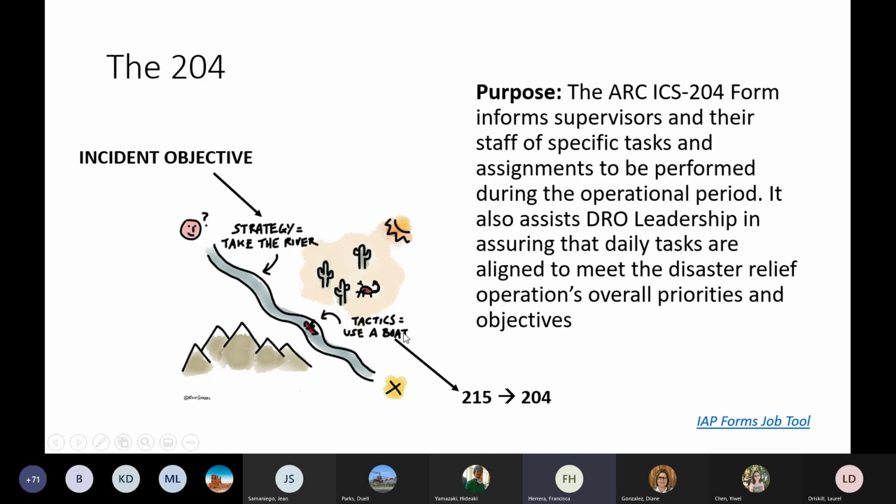There could be a number of different tactical ways for you to approach that take the river strategy. But ultimately, at the end of the day, folks make the decision based on their known experience and the known resources available of whatever's going to work best. That's what ends up in the 204.